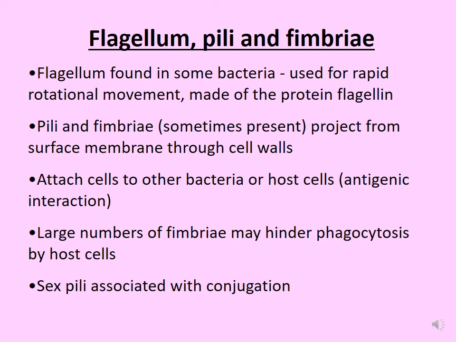The pili and the fimbriae are sometimes present, and they project from the surface membrane through the cell walls. These will help attachment to other bacterial cells or to host cells when they're interacting in an antigenic way. They're causing a takeover effect. A large number of fimbriae may hinder the phagocytosis process by the host cells, so it serves as a protection function. So attachment and protection are very important here. Whereas some pili are sex pili, and they're associated with this conjugation or this joining process where bacteria will form conjugation tubes and swap copied DNA.